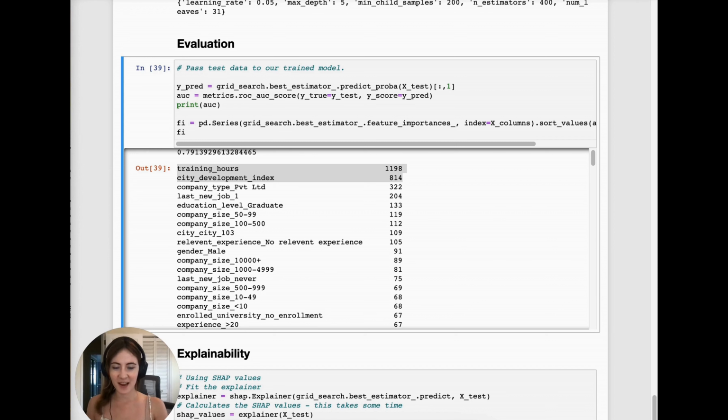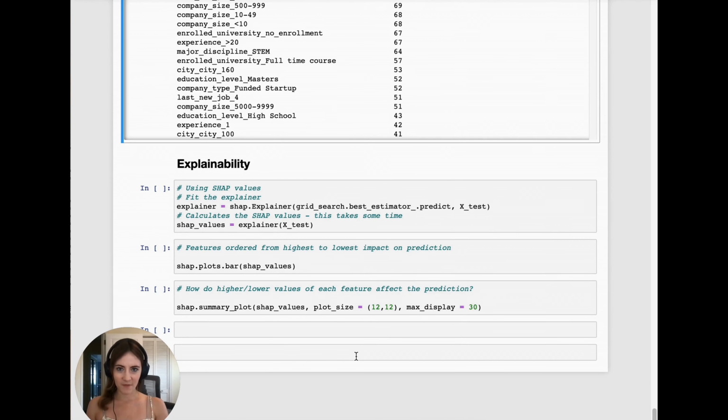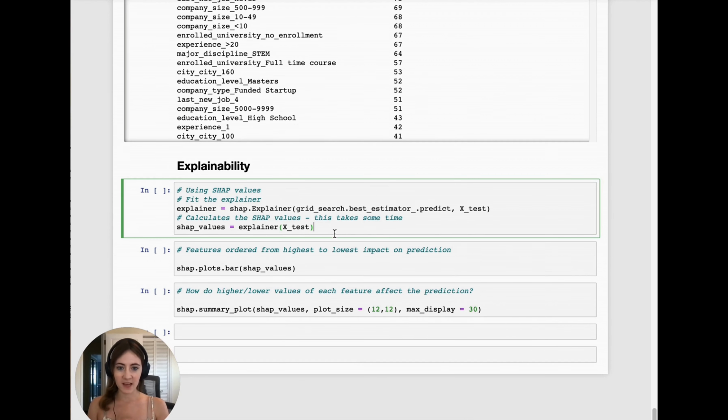Alright guys, so now we dive into the really fun and insightful part of this, which is model explainability. So what's driving the model's prediction? We're going to run SHAP values, which is the industry best practice for model explainability, to really see what's going on. So the SHAP value of a feature represents its quantified contribution to the prediction made by the model. We're going to fit the explainer to our model and our test data set here. And then it's going to go ahead and it will calculate those SHAP values.